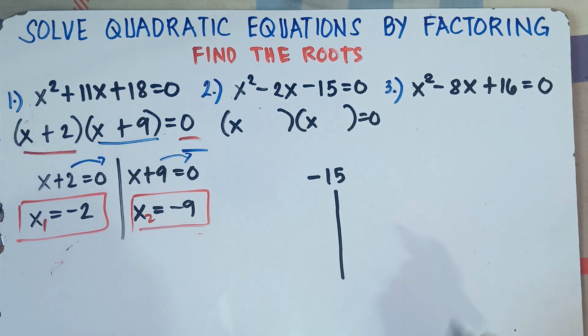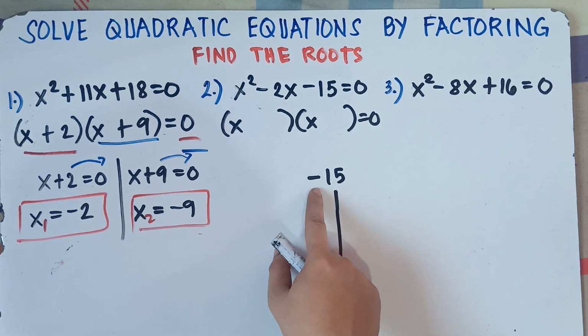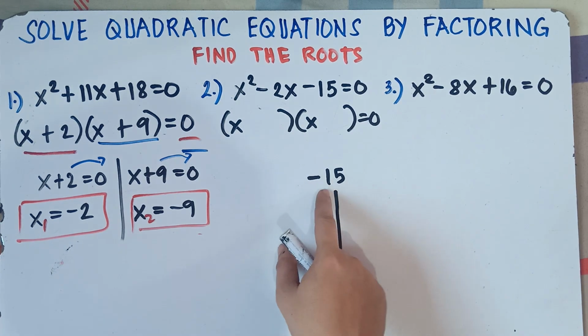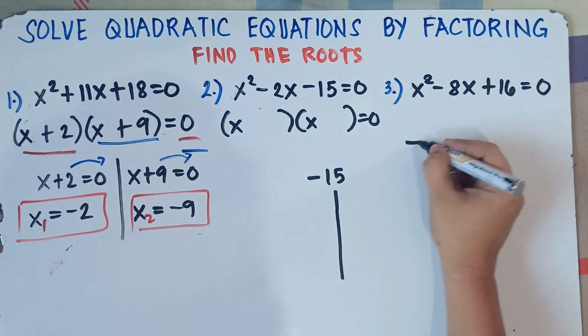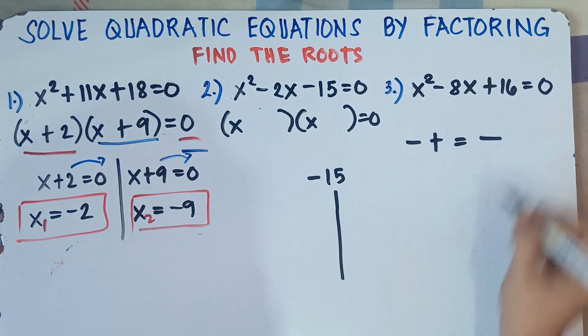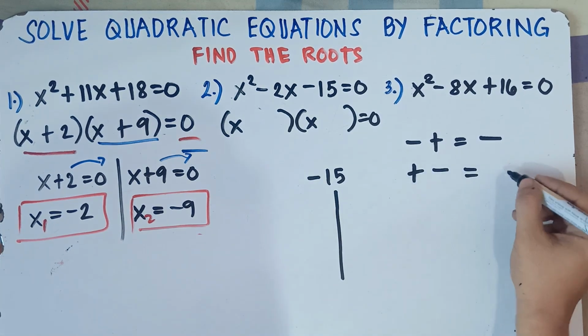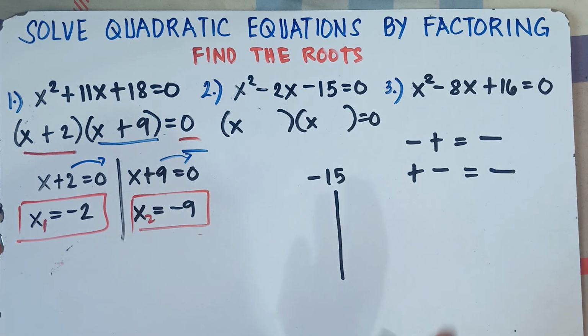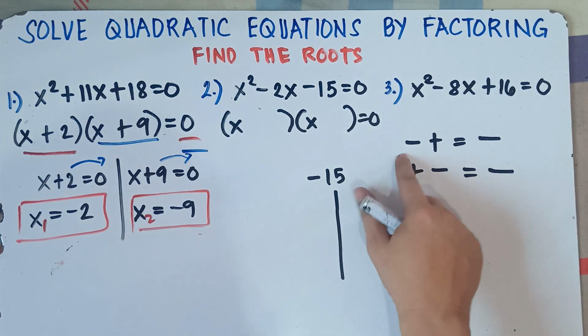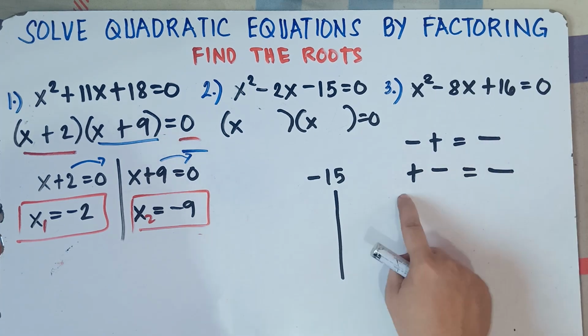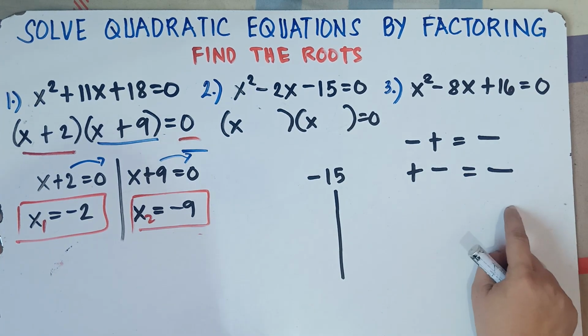And then, what are the factors of 15, class? Of course, one number should be negative, because we have a negative constant, negative 15. If we multiply negative times positive, the answer is negative. If we multiply positive times negative, the answer is negative. Therefore, one number should be negative.